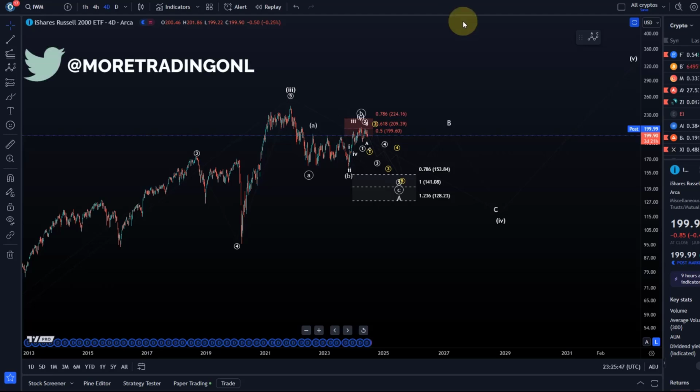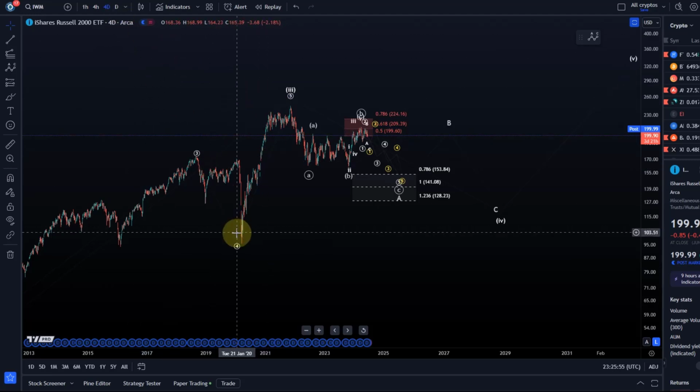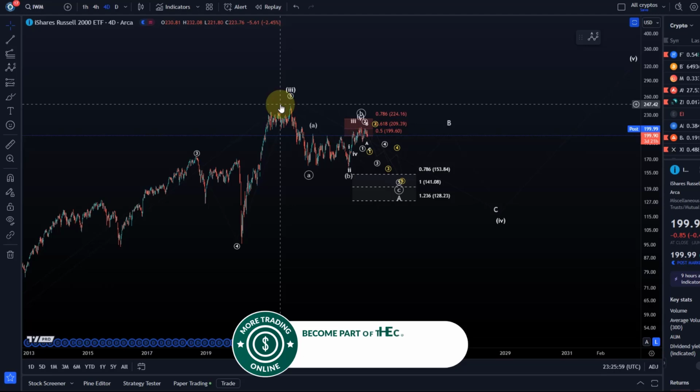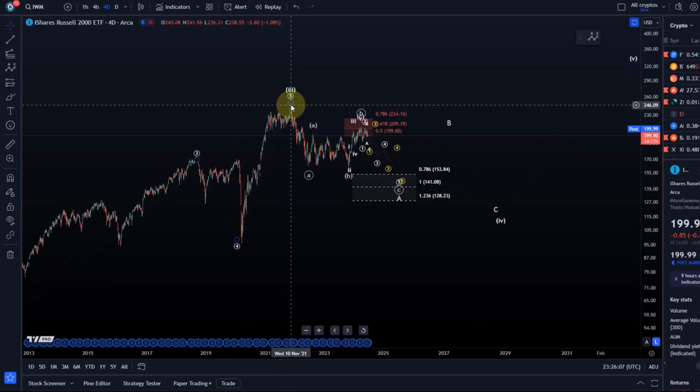Today we want to take a look at the iShares Russell 2000 ETF. We take a look at the long term here first, the 4-day chart. You see that a larger degree third wave topped in October 2021. So from an Elliott wave point of view, that means there is a large top in place, most likely. And that is much earlier than we've had it, for example, on the S&P 500. This top was formed at around 246 USD.